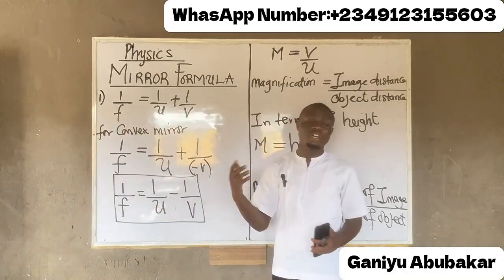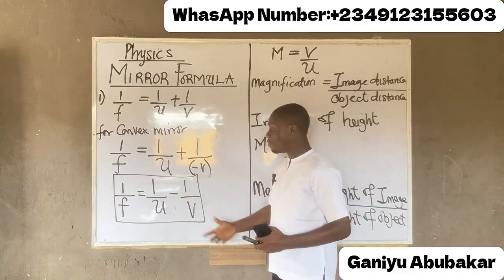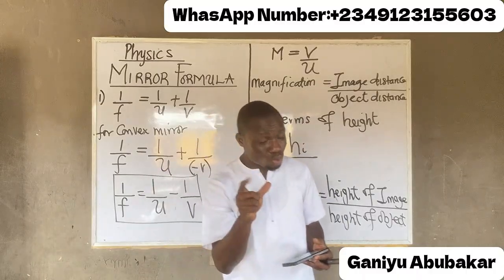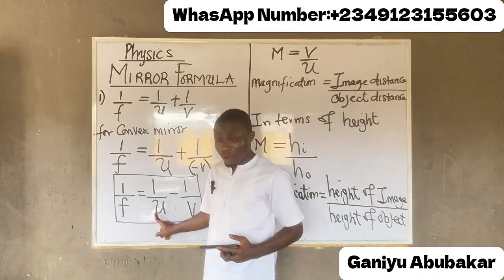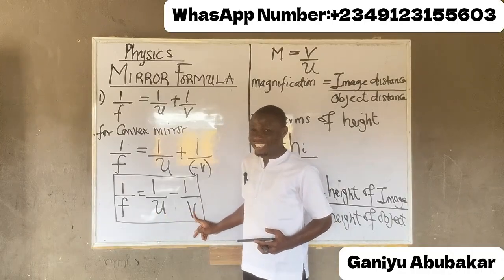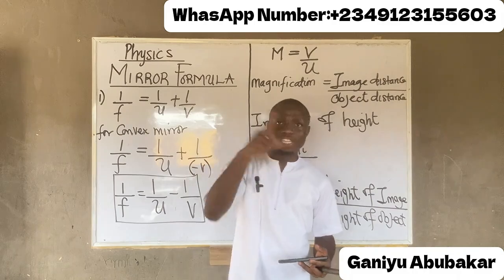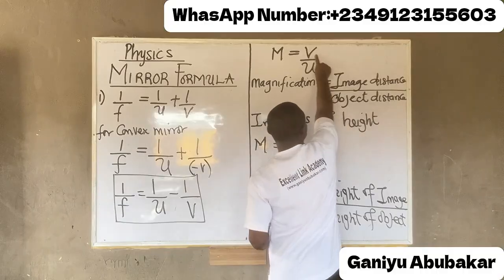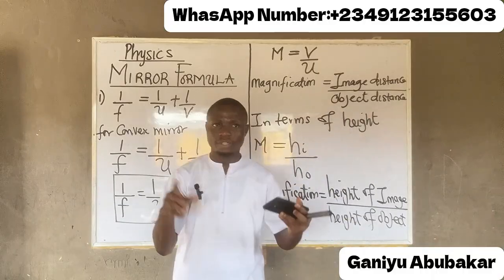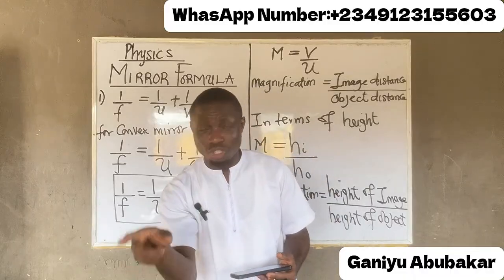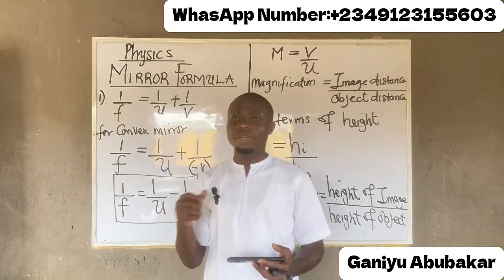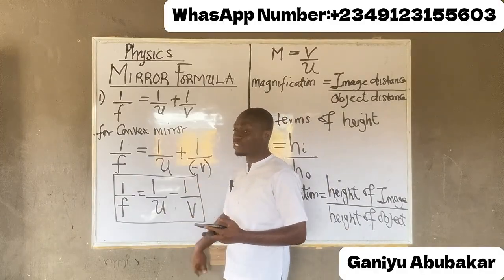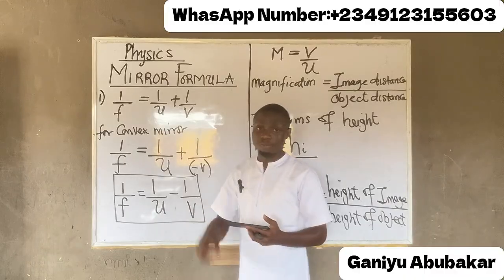This one here is for a concave mirror, while this one here is for a convex mirror, as you can see on the board. And don't forget that U is object distance, while V is image distance. U is object distance. V is image distance. Just try to differentiate them, please. This is your first thing to know, that for a convex mirror you have this expression, and for a concave mirror you have this one here. That's number one.